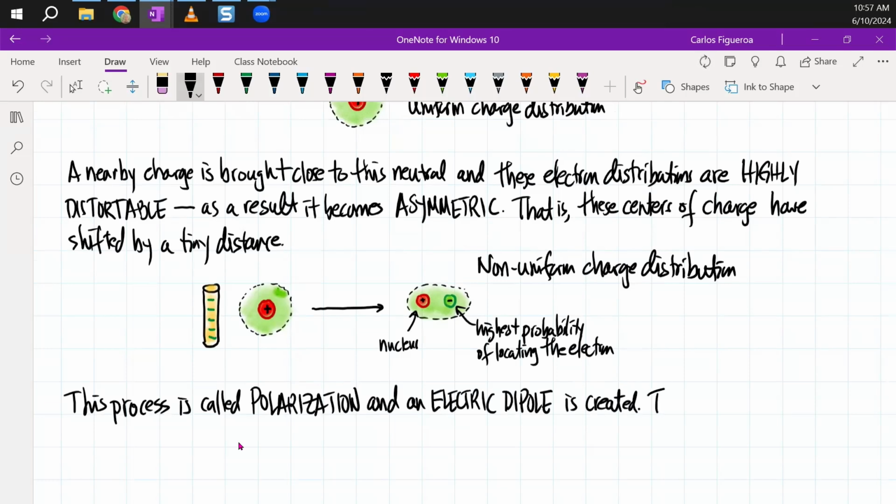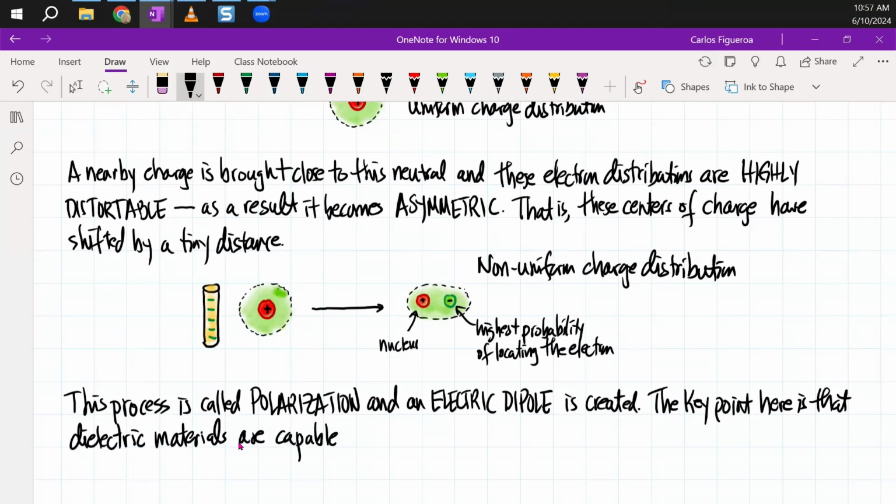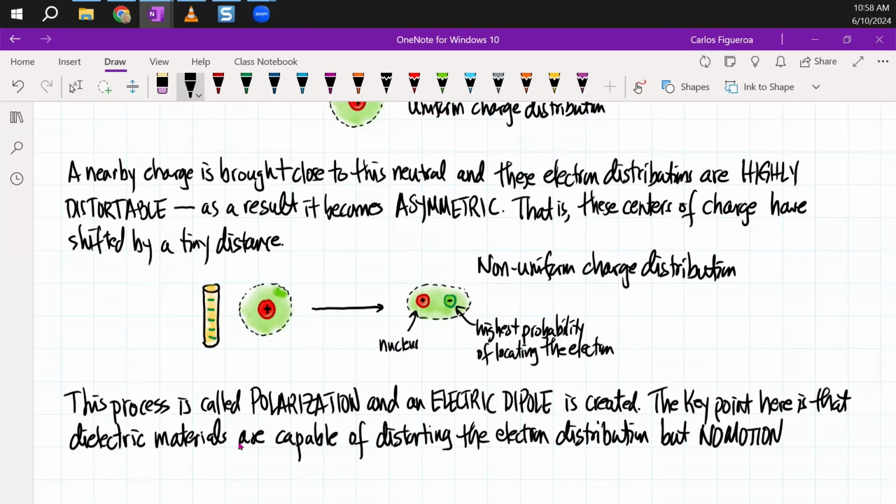Once again, the key point here is that dielectric materials are capable of distorting the electron distribution, but no motion occurs.